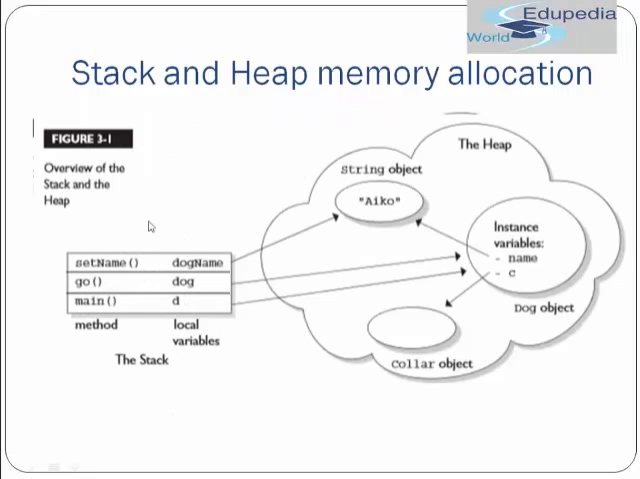So this is what we have done. The local reference is kept on the local variable stack. The dog object is kept in the heap.